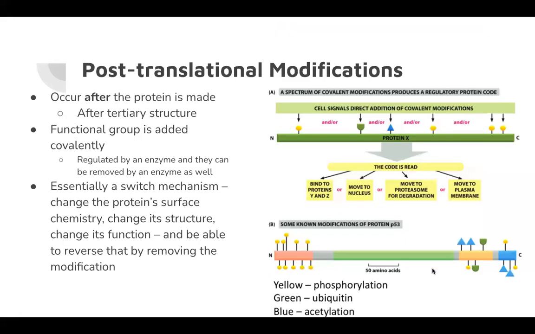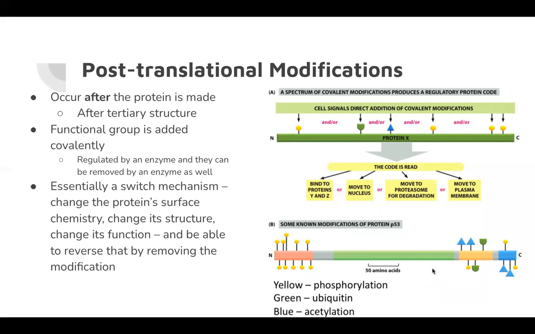And then the next one. Another way of regulating is post-translational modifications. These happen after the protein is made, hence post-translational, so after the tertiary structure is made and everything. In this case, functional groups are added covalently. Popular ones would be phosphorylation, ubiquitination, or acetylation. These are also regulated by an enzyme, and they are reversible. So an enzyme can remove these as well.